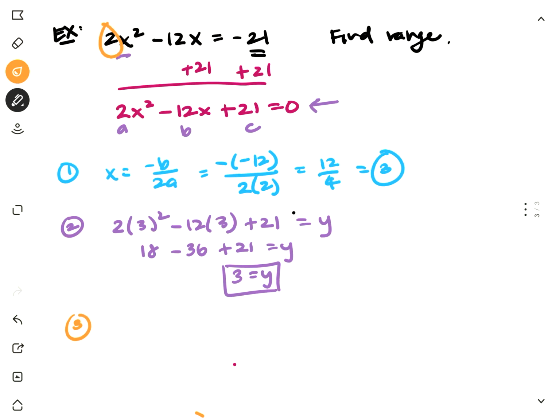Okay, in step 3, we're queuing in our a. Our a is positive again. So we know that we have a parabola that opens upwards. So we're going to say that y, because it's greater than the vertex, is greater than or equal to the y value, which is 3. That's how you do your range.